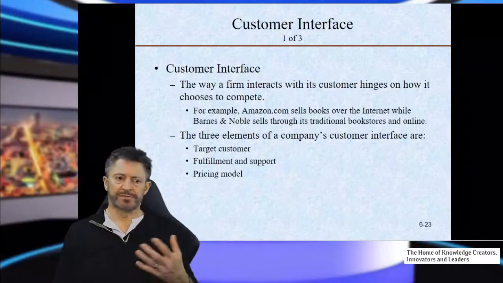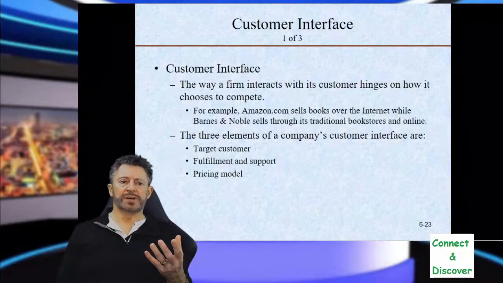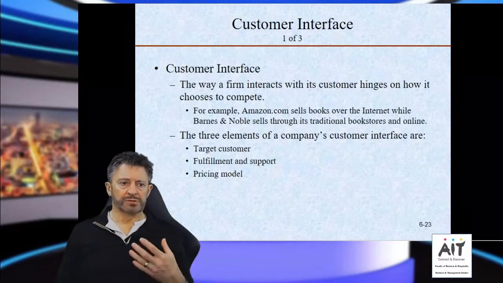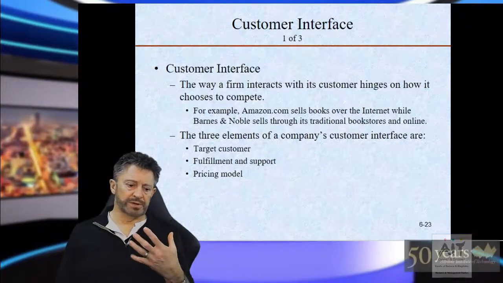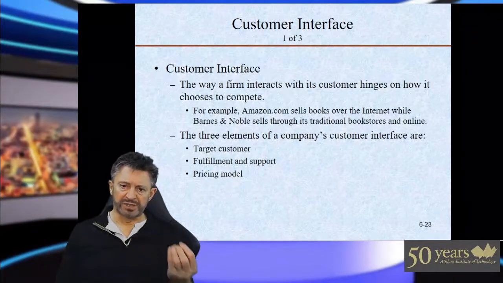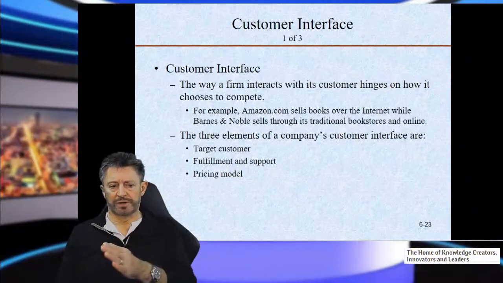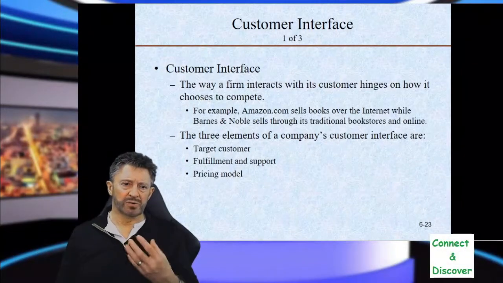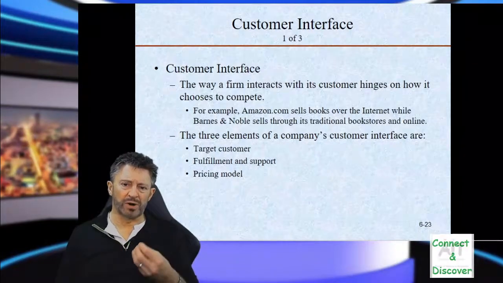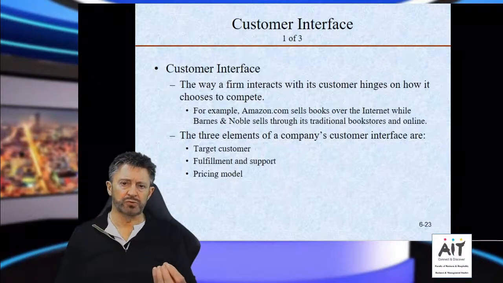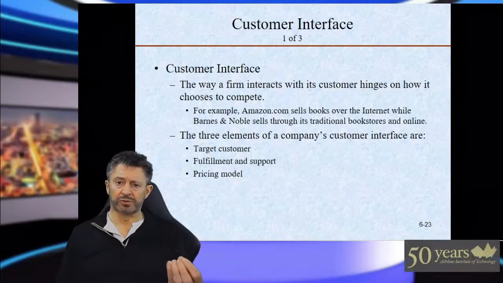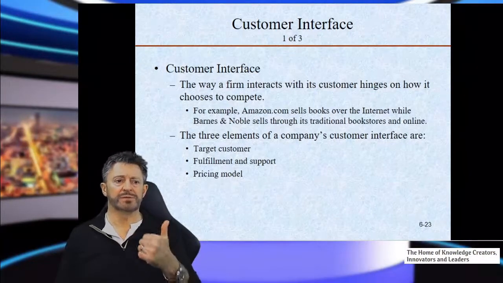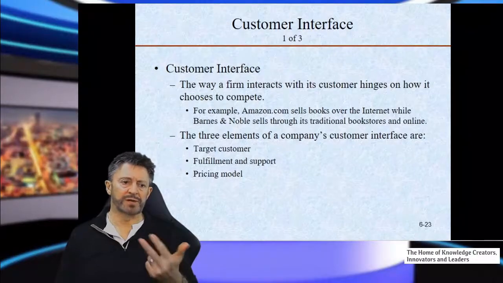And then we have the customer interface. So the way the firm interacts with its customers hinges on how to choose and to compete. So, do you want to compete in an existing market? Do you want to go to niche markets? Do you want to go for low cost base and so on? So how do you interact, and what kind of message are you sending to the consumer or potential consumer of your product? And that's important. So three elements: know your target, fulfillment and support, and then the pricing model.